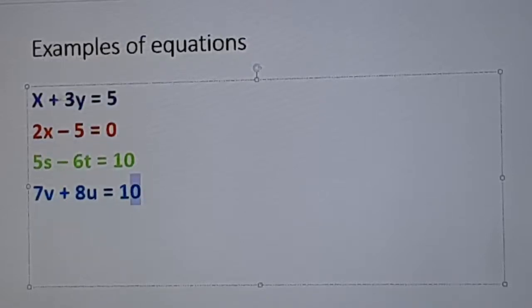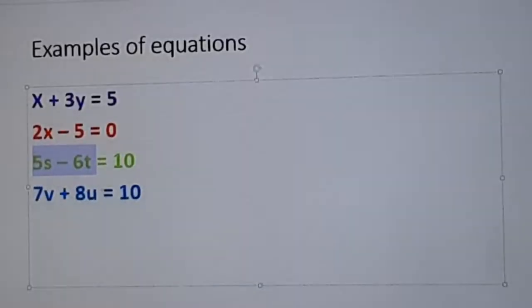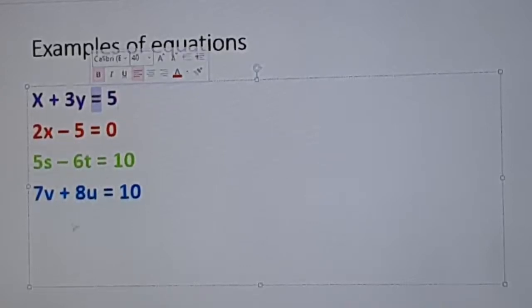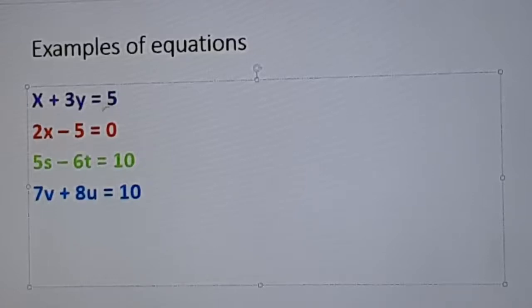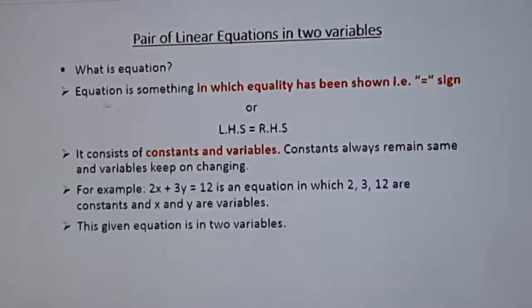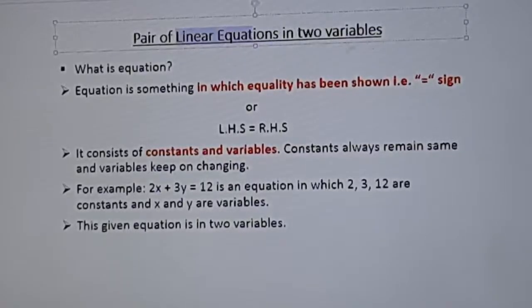In the last chapter you have studied x plus 3y, 2x minus 5, 5s minus 60. Only this much you have studied, and this much is known as a polynomial. But if we put this sign and another number, then that complete thing consists of left hand side, equality sign and right hand side. So this whole thing forms an equation. Now we have to understand what a linear equation is.